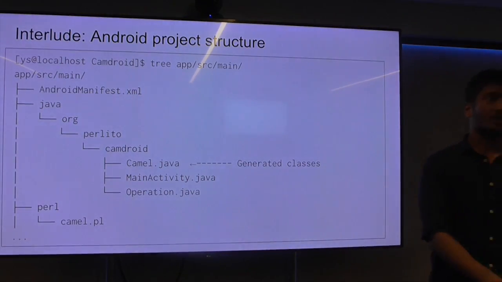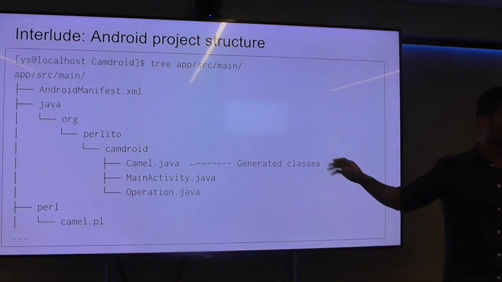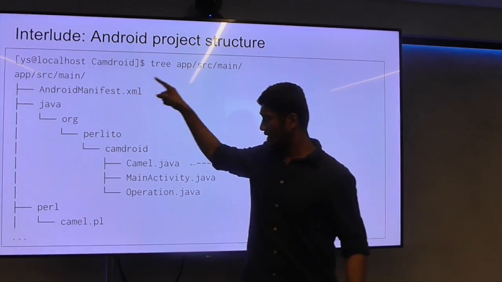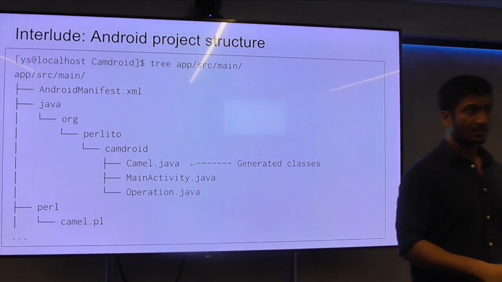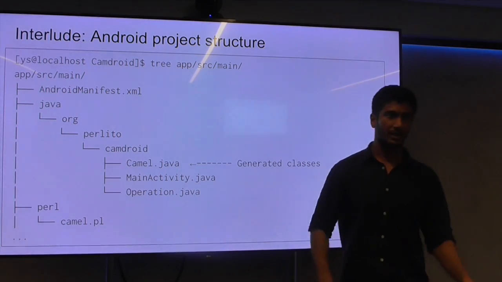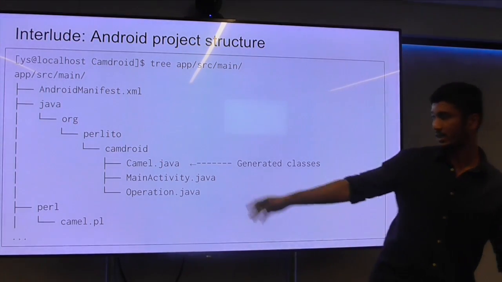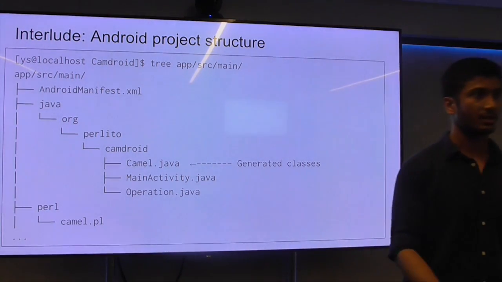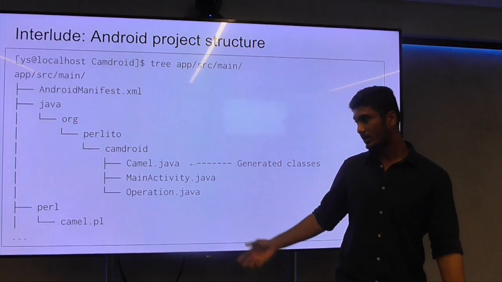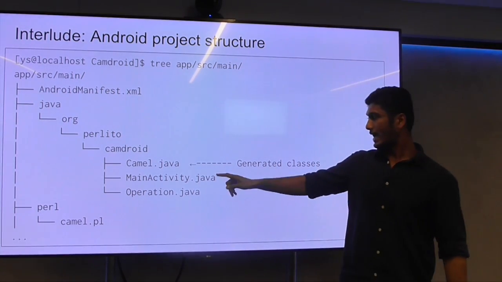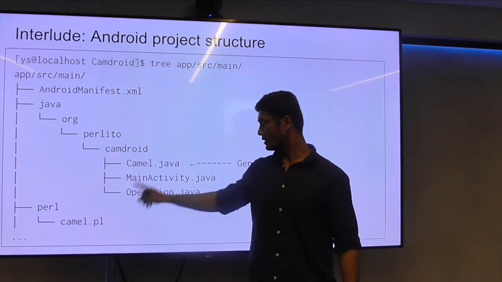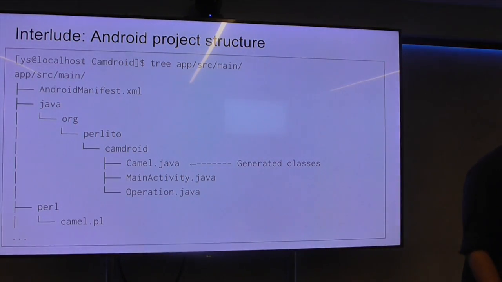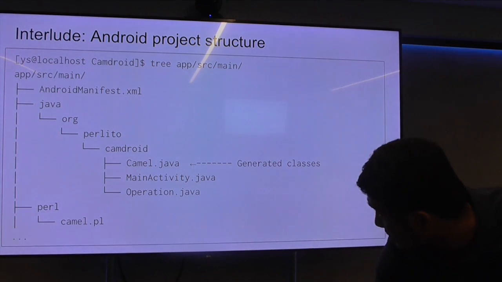To give you a bit of context, this is the Android project structure, part of it. We have parallel Java and Perl directories at the same level. The Java thing is generated by Android Studio by default. We created the Perl directory and added our script, which contains the functions and the code that you just saw. We call it camel.perl. And Perlito will use this to generate camel.java, which contains the generated code and the runtime, the Perl runtime.